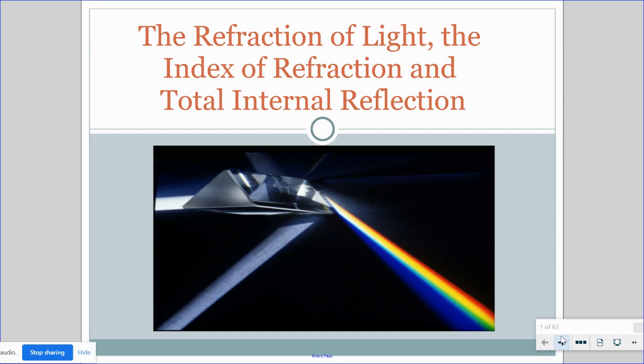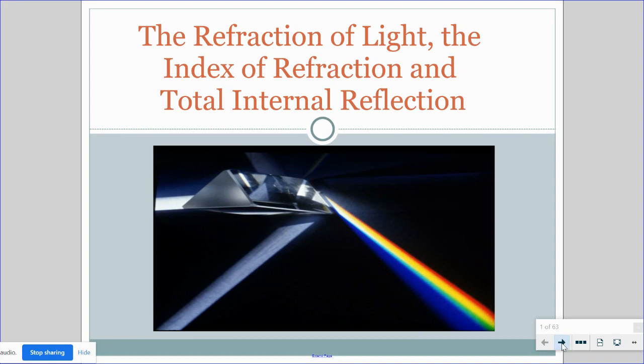Welcome to this week's topic, which is the refraction of light, the index of refraction, and total internal reflection. The last couple of weeks we've been dealing with plane mirrors and curved mirrors, and we've been dealing in reflection. That's when things reflect off of the surface of something. Now we're going to ask, what happens to light when it goes in through something?